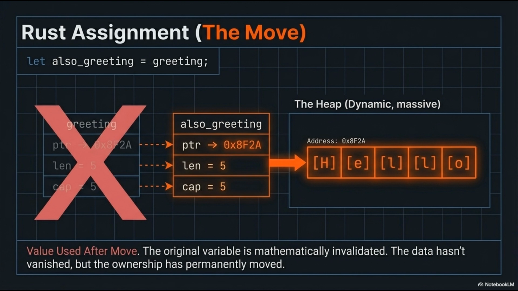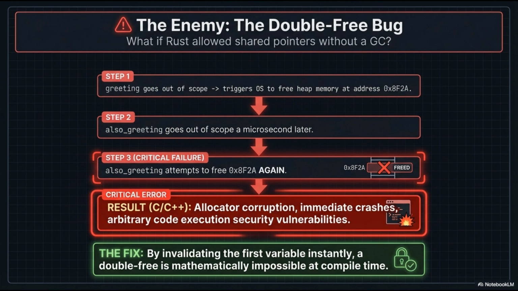Yes. And that is exactly where the rules of ownership kick in. Rule number 2, only one owner at a time. Precisely. Because if Rust allowed both of those variables to remain valid, think about what would happen when they both reach the end of the function and go out of scope. They would both trigger that third rule. Greeting would go out of scope and tell the system to free the heap memory. And then also_greeting would go out of scope a microsecond later, and try to free the exact same heap memory. Which is the infamous double free bug.